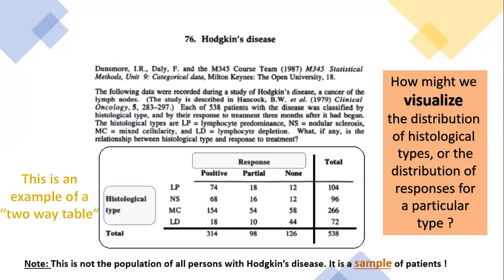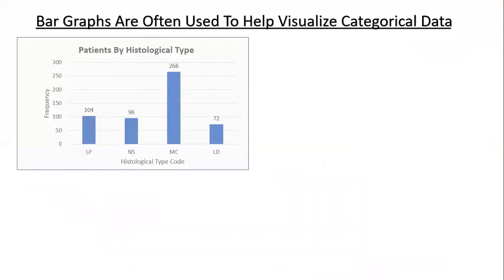The answer to that is something that's probably pretty familiar to you, and that's to use a bar graph. Bar graphs are often used to help visualize categorical data. So, for example, if we wanted to show visually what the breakdown of patients was according to histological type, we could make this bar graph. On the horizontal, we'll list the 4 different categories for histological type, LP, NS, MC, and LD. And then on the vertical, we'll indicate the frequency.